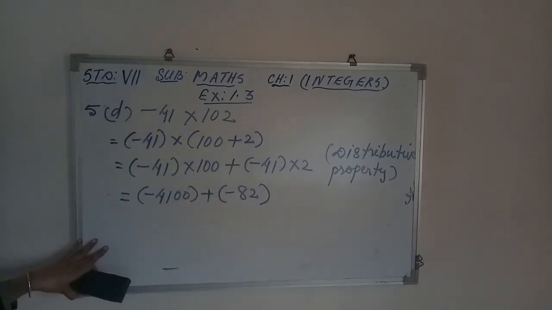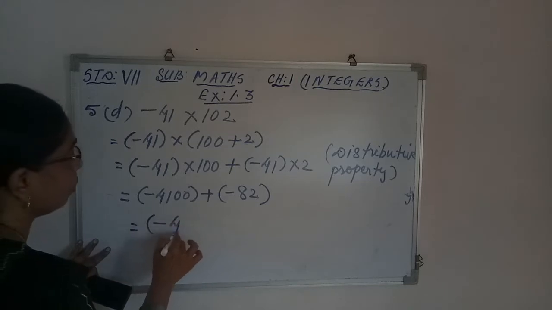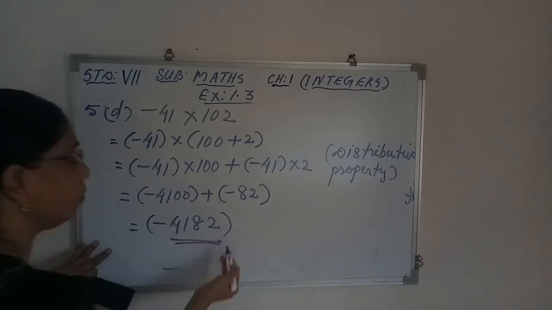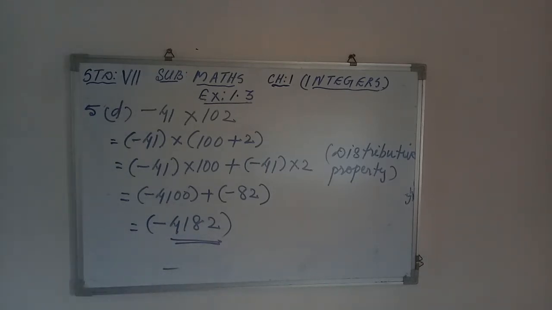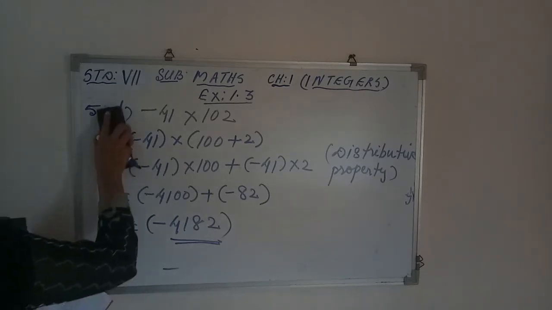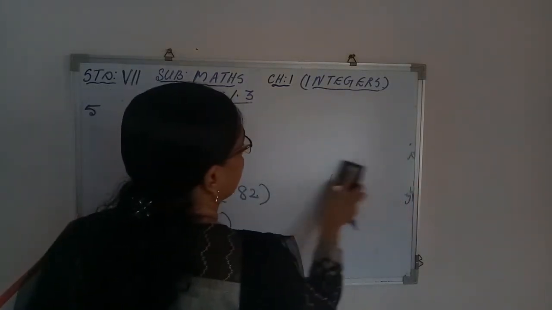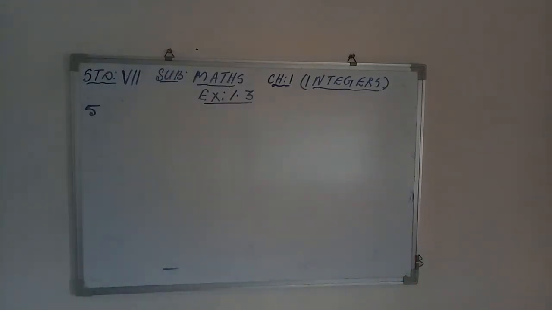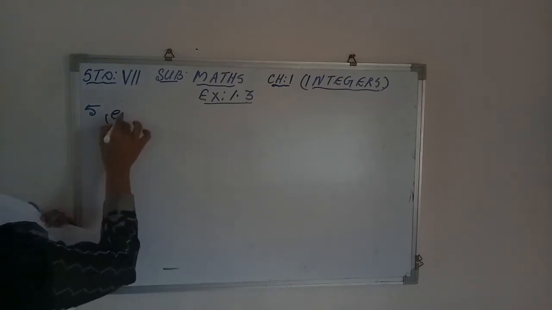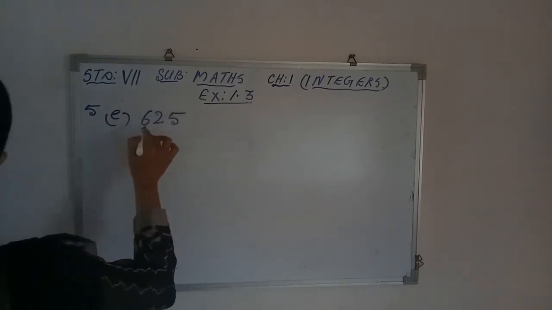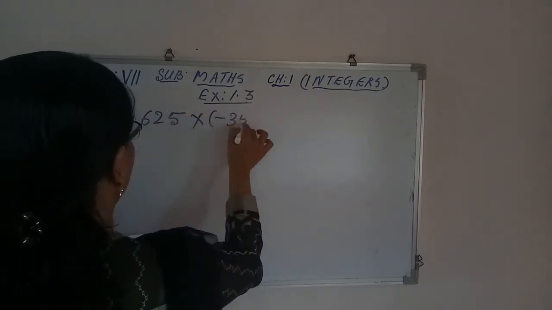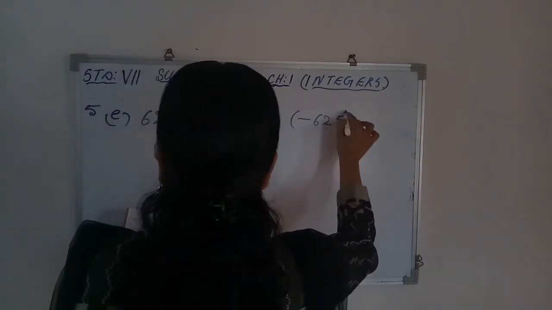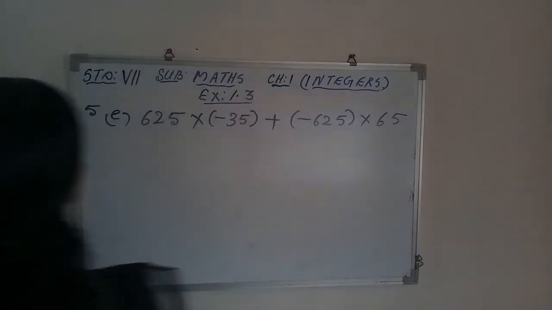Both the integers have the same sign. Added then minus 4180. Any doubt? Okay. Now next question. Question E. What's the question E? 625 multiplied by minus 35 plus minus 625 multiplied by 65. See that?